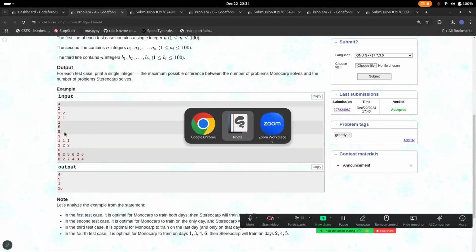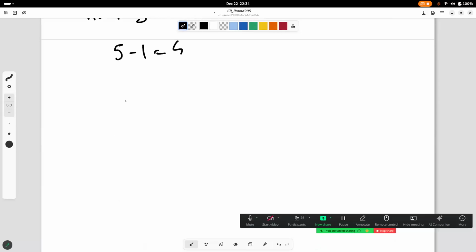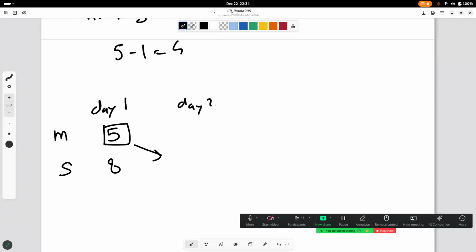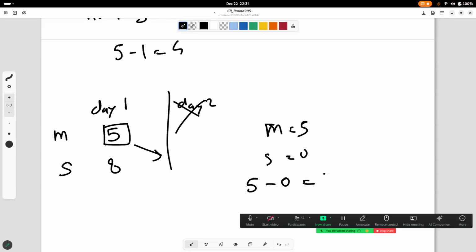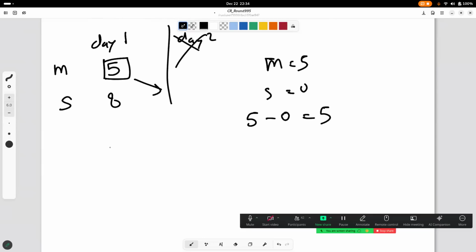Now if we look at the second test case, there's only 1 day. There's just day 1, and Monocarp can solve 5 problems. Stereocarp can solve 8 problems. If Monocarp solves this problem, then Stereocarp would have solved a problem on day 2. But since there's no day 2, Stereocarp won't solve any other problem. The number of problems solved by Monocarp is 5, and by Stereocarp it's 0. So our answer becomes 5 minus 0, that is 5. And we want to maximize this m minus s value, according to our question.